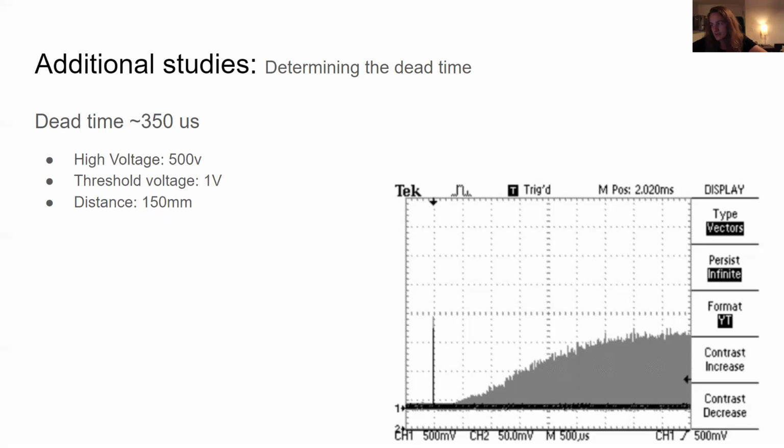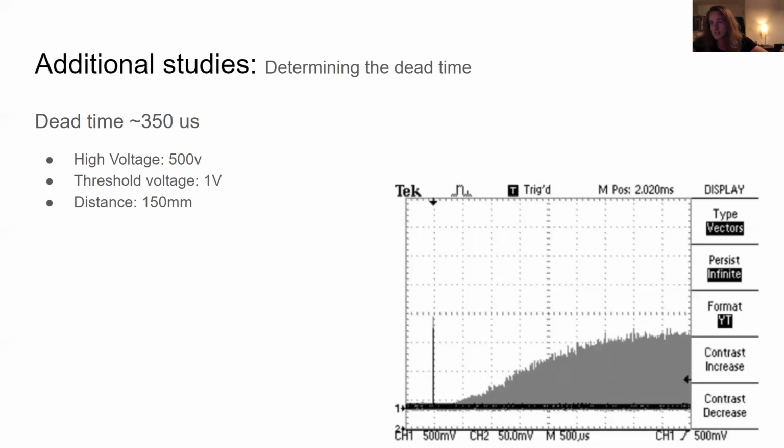Now, after this pulse occurs, there's a small amount of time you can see here where the voltage at the cathode is completely 0 volts. And then it starts to charge up again up to the threshold voltage. So this time between when the charge begins to accumulate again, that is the dead time that we're measuring.